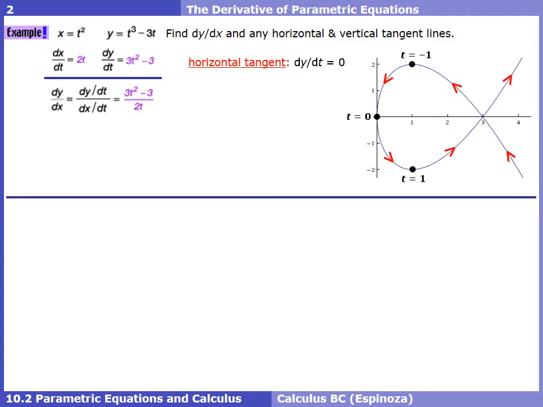To find horizontal and vertical tangents, all we need to do is set each of the proper components equal to 0. We're going to have horizontal tangents when our dy/dt is equal to 0.